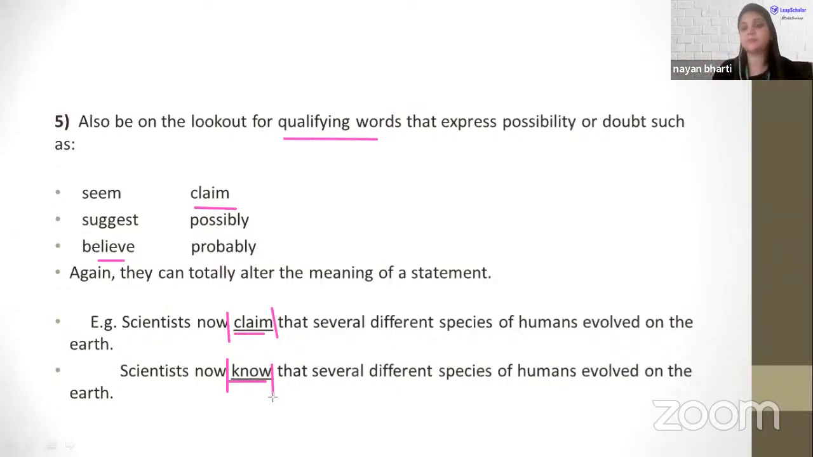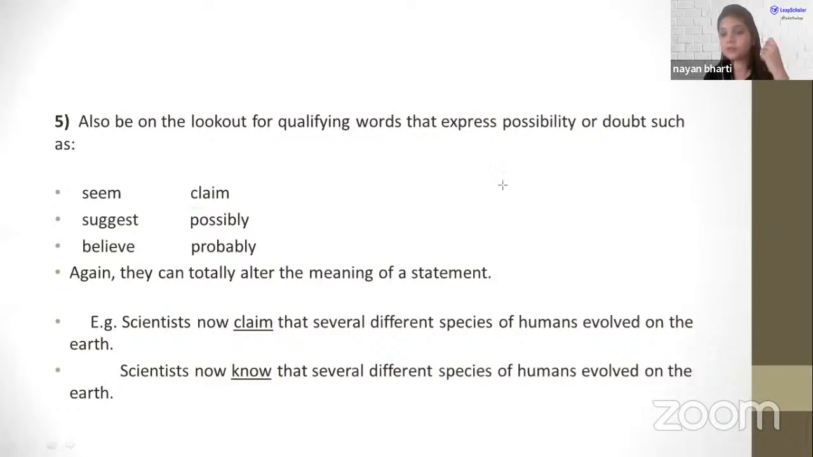Claim means it's not 100% surety. They just claim this part. Know means they are 100% sure on that part. Both words look exactly similar. And when you have a lengthy passage, you tend to miss out these things. These are very small words, but this changes the meaning of the sentence, right?